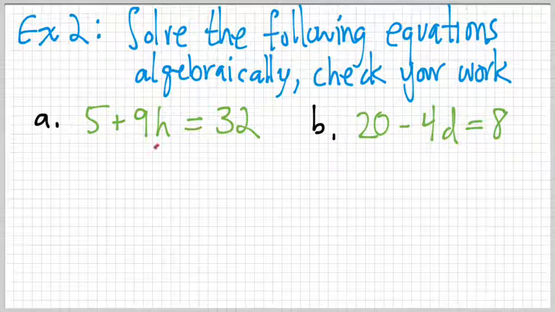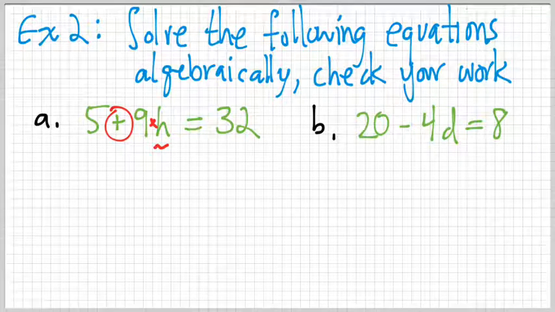So let's look at this first one. We need to figure out what h is. What's happening to h? Well, it's being multiplied by 9, and then 5 is being added. Now when we do this, we're going to have to do some subtraction and some division, because that's the inverse of addition and multiplication. But what order do we do them in?